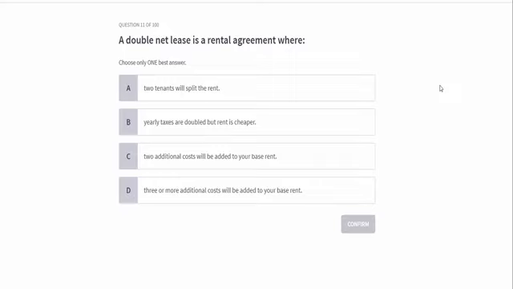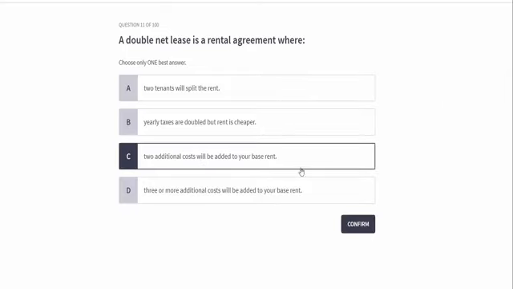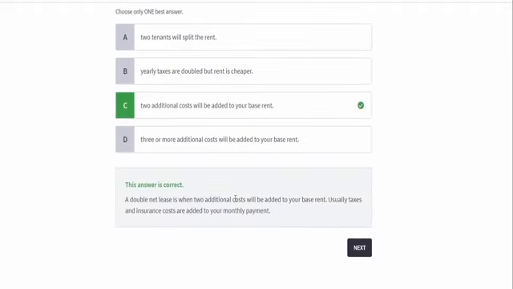Alrighty, so what is our correct answer for this one? It is C. That's right, it's C. Two additional costs will be added to your base rent.